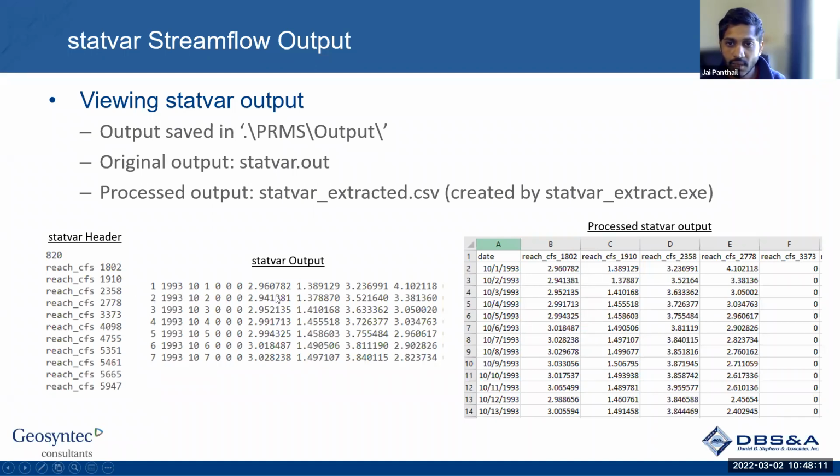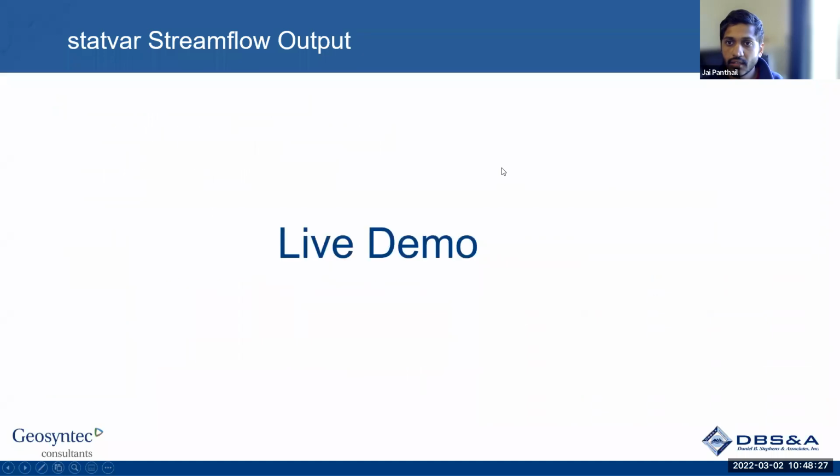So this number is basically linked to this row. So what this executable does is takes the header, takes the time series output, and just cleans it up and saves it as a CSV file. So since I went through that pretty quickly, I will go through a short demo just to show what it looks like.